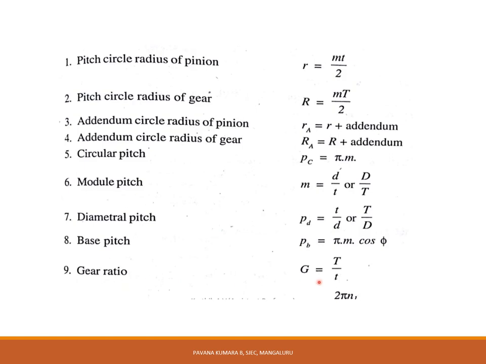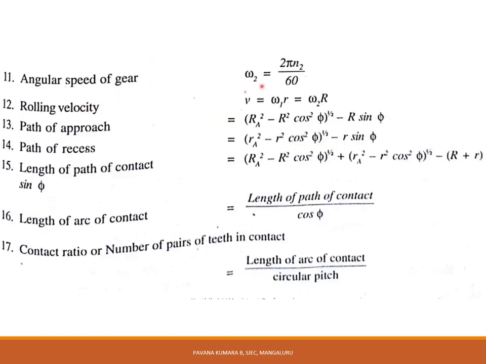Gear ratio, capital G, is equal to capital T divided by small t. Capital T is nothing but number of teeth on gear, small t is number of teeth on pinion. Angular speed of pinion omega 1 is equal to 2 pi n1 divided by 60. Angular speed of gear omega 2 is the same with small n2. The rolling velocity v is equal to omega 1 into r is equal to omega 2 into r. This is nothing but rolling velocity. Sometimes they will ask to find out rolling velocity. In that case, you use this relation omega 1 into r is equal to omega 2 into r. Omega 1 is for driver, omega 2 for driven.